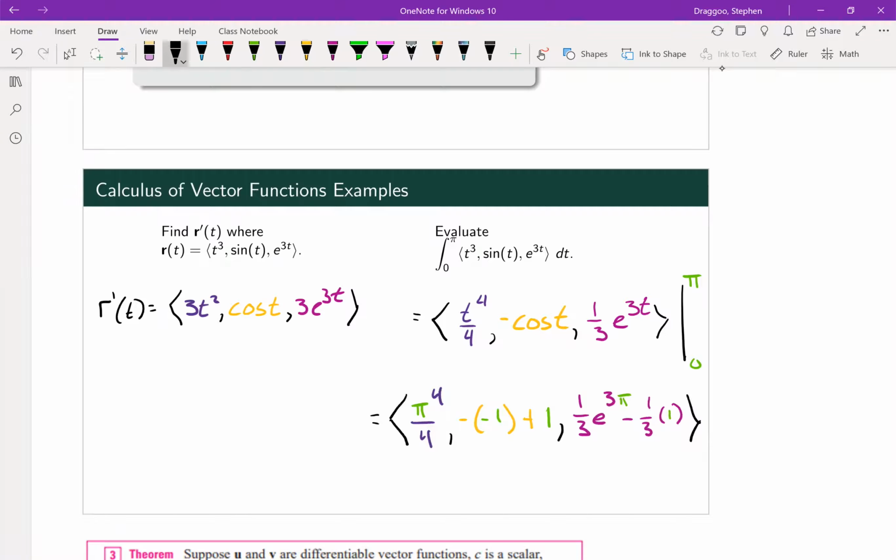And then we can simplify this a little bit. So our first piece, pi to the 4th power over 4. Our second piece, the y component is 2. And onto that third piece, 1/3 times e to the 3 pi minus 1. Might be the simplest way to write that one out. And that would be the value of the definite integral. So again, it's just the same way that we would evaluate a definite integral in Calc 1. We're just doing it 3 times.